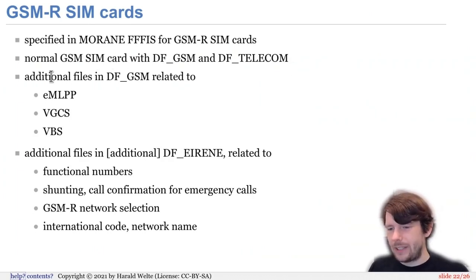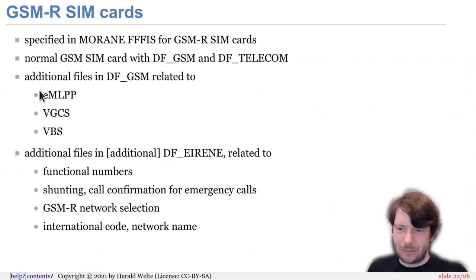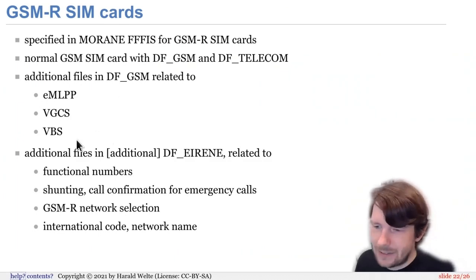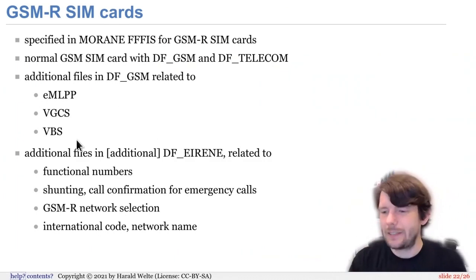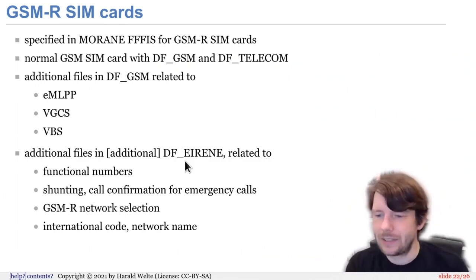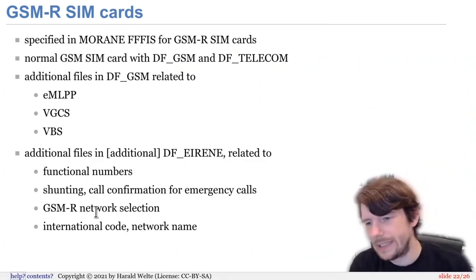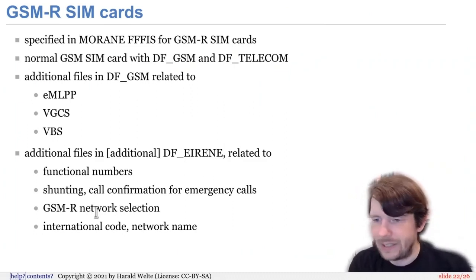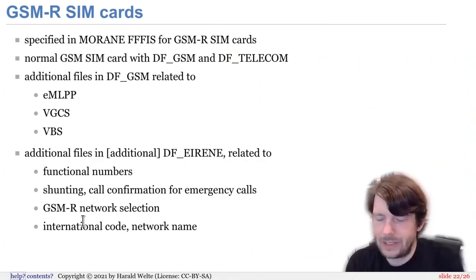There's a couple of additional files, which are also, the files themselves are specified in the normal SIM specifications, required for the advanced speech call items, like your group memberships, broadcast memberships, and what kind of priorities you are permitted to use. And then we have some additional files in an additional directory called DF-EIRENE, which relates to functional numbers and shunting and GSM-R operator selection and so on and so on. So yeah, it's really just a couple of additional files on a normal SIM card.